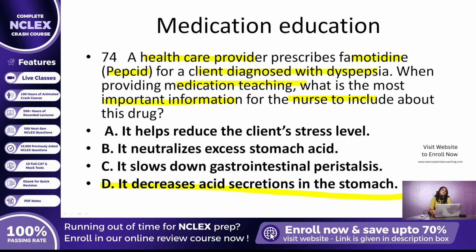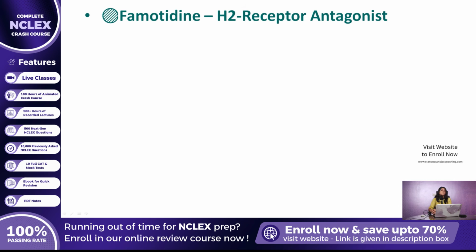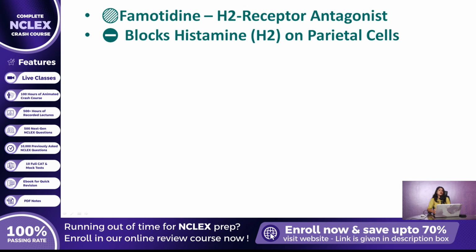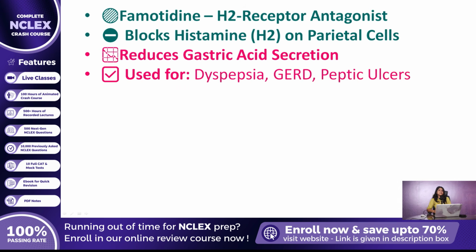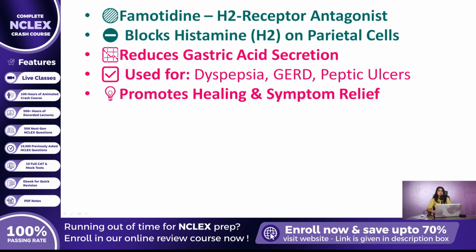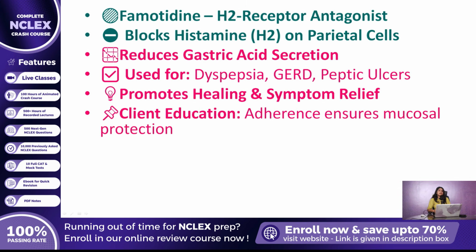Famotidine is an H2 receptor antagonist that works by blocking histamine at H2 receptors on the gastric parietal cells, leading to reduced secretion of stomach acid. This makes it particularly effective for treating dyspepsia, gastroesophageal reflux, and peptic ulcers by lowering acidity and promoting healing of the gastric lining. Educating the client about this mechanism helps reinforce the importance of medication adherence for symptom relief and mucosal protection.